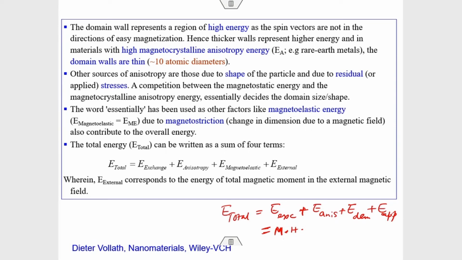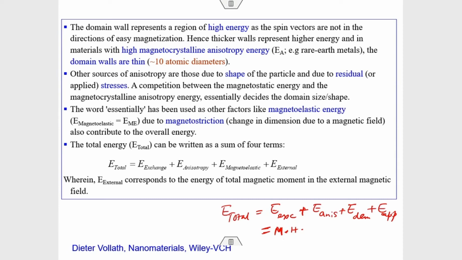So, 100, 110 or 111 in pure iron, and they are all called easy or difficult axes of magnetization. Therefore, soft magnetic materials will exhibit low anisotropic energy, whereas hard magnetic materials will have high anisotropic energy. That is obvious. Soft magnetic materials can be magnetized and demagnetized very easily.